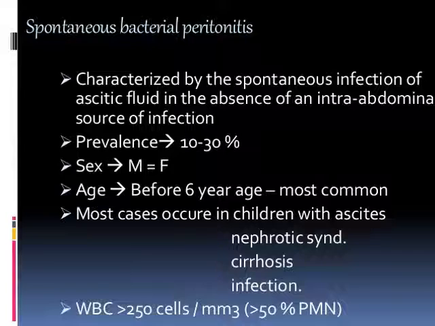What is the meaning of spontaneous bacterial peritonitis? Spontaneous bacterial peritonitis is characterized by spontaneous infection of ascitic fluid in the absence of an intra-abdominal source of infection. It occurs in 10 to 30% of hepatic ascites, with equal sex distribution. Before the age of 6 years it is most common. Most cases occur in children with ascites, especially with nephrotic syndrome, cirrhosis, and infection. White cell count is more than 500 per cubic millimeter, and the polymorph count is more than 250 cells per cubic millimeter.